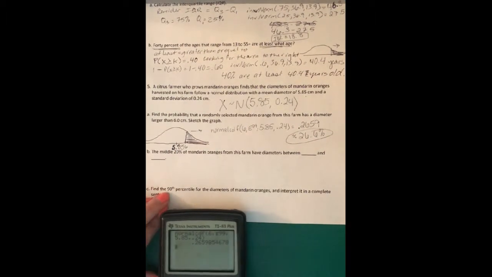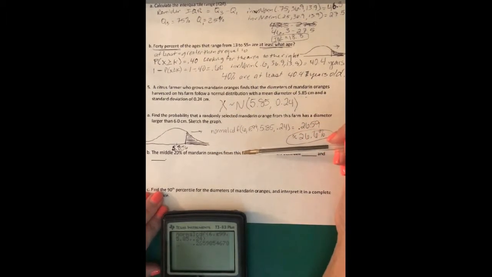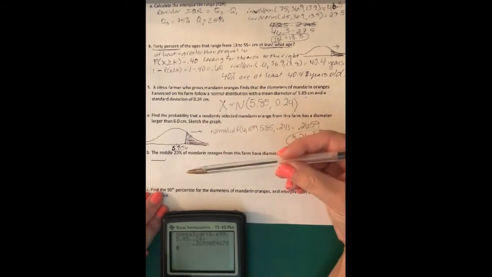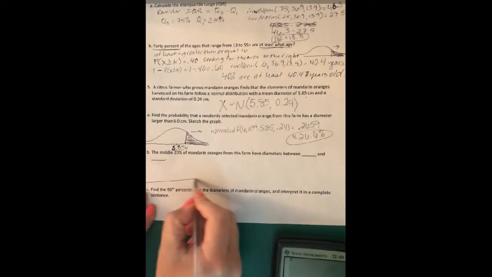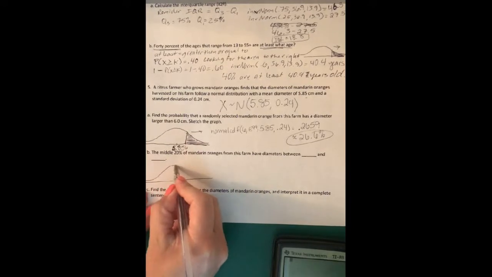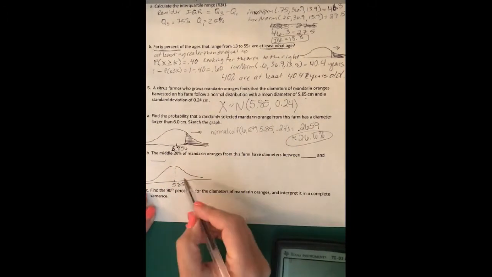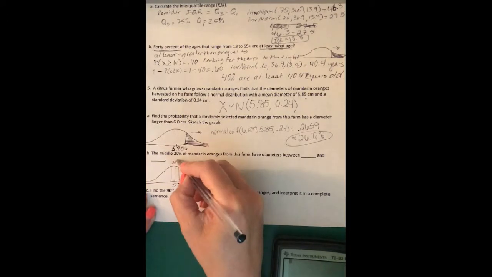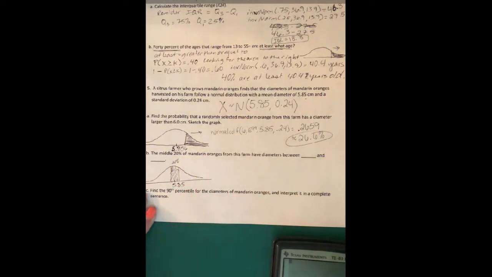B, the middle 20% of mandarin oranges from this farm have diameters between what and what? So before we start this, let's make a sketch of this and see if we can figure out how we are going to do this problem. This is the middle 20%. This is what we are looking for. So 10% on this side and 10% on this side. This is what we have to figure out.